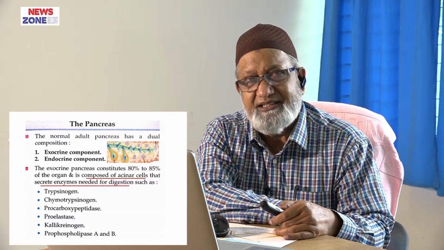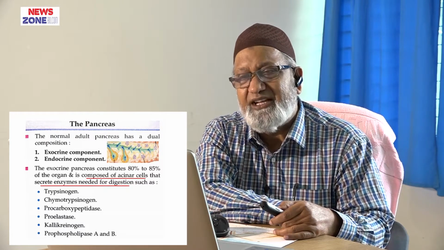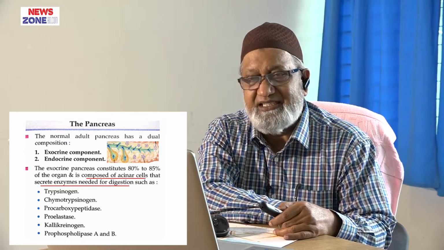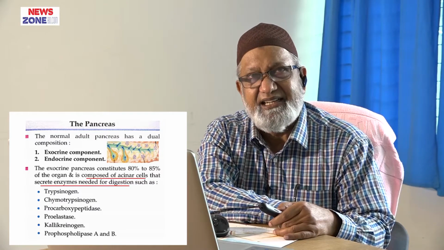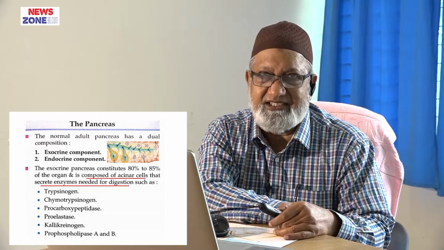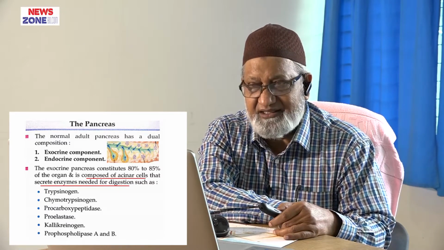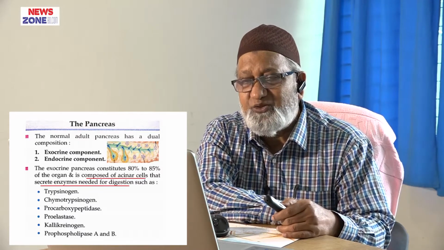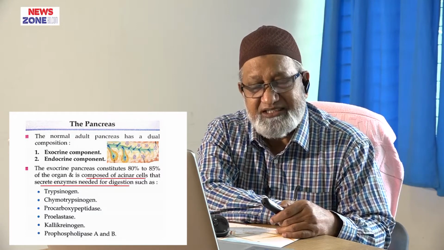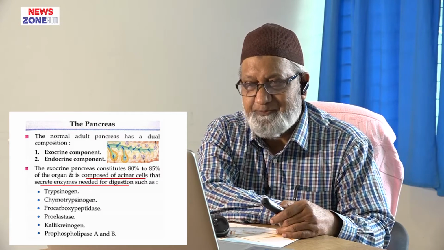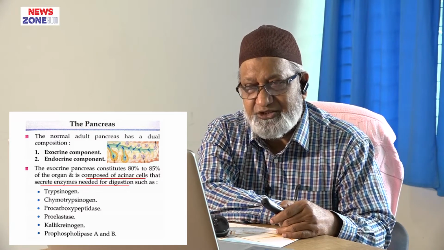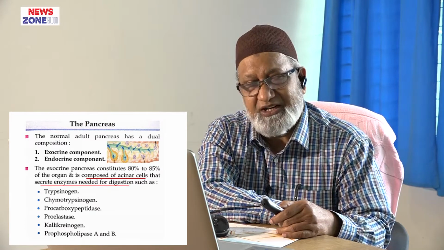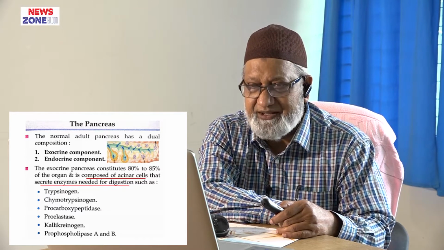The exocrine component consists of about 80 to 85% of the organ and is composed of acinar cells that secrete enzymes needed for digestion. What are these enzymes? You must know at least 3 to 4 of these enzymes. They are trypsinogen, chymotrypsinogen, proelastase and phospholipase A and B.